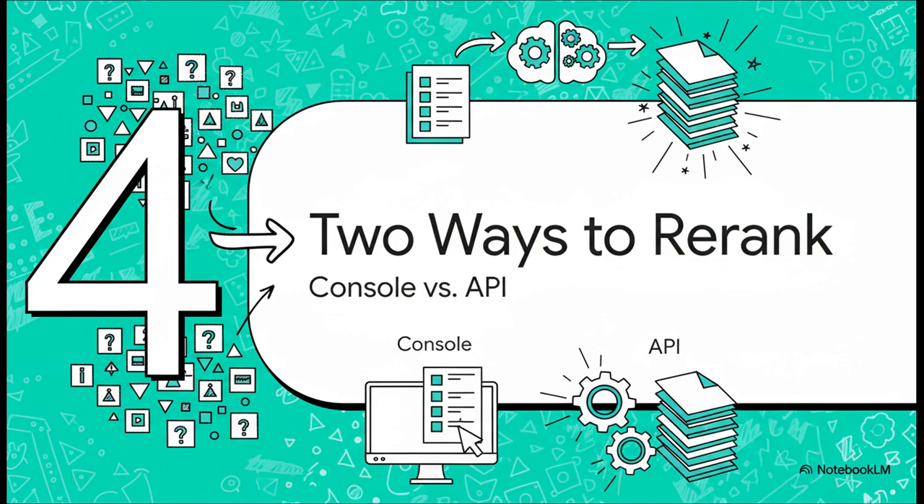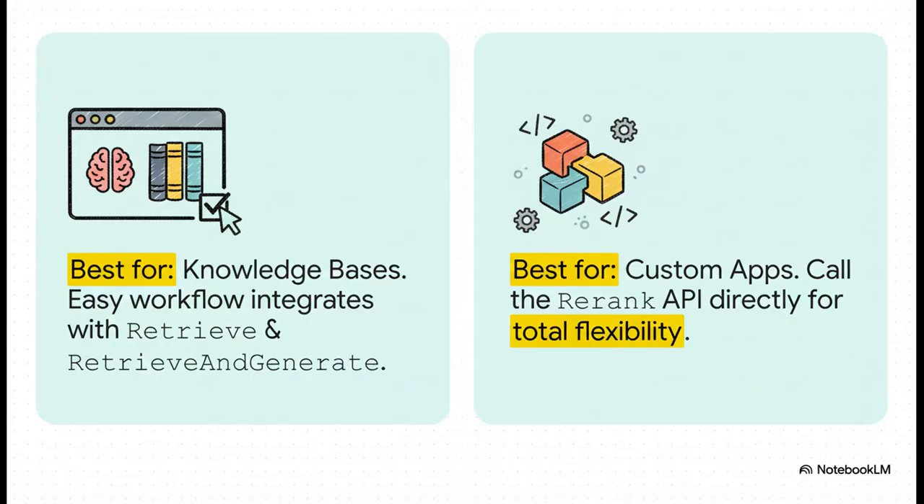Well, Bedrock gives you two main paths, and the one you choose really depends on what you're trying to build. On one hand, you've got the console integration. This is absolutely perfect if you're using Amazon Bedrock knowledge bases. It's a super easy, guided workflow where you basically just check a box to turn on re-ranking. On the other hand, you can call the Rerank API directly.